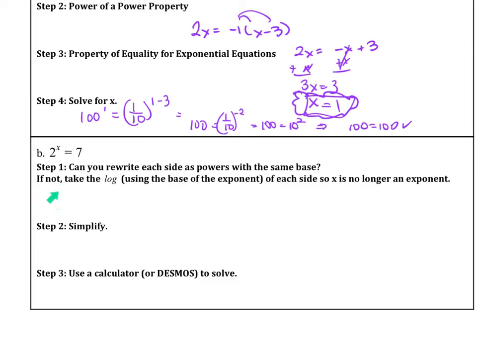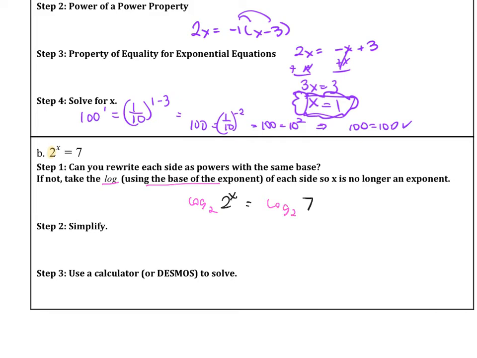So what we're going to do is take the log of both sides, a logarithm of both sides. We want to use the base of whatever belongs to that exponent here. So the base here is 2. So let me just rewrite this: 2 to the x and 7 over here. I'm going to make space. And so what we're going to do is take the log of both sides using the base of the exponent. So this 2, we're going to say log base 2, log base 2.